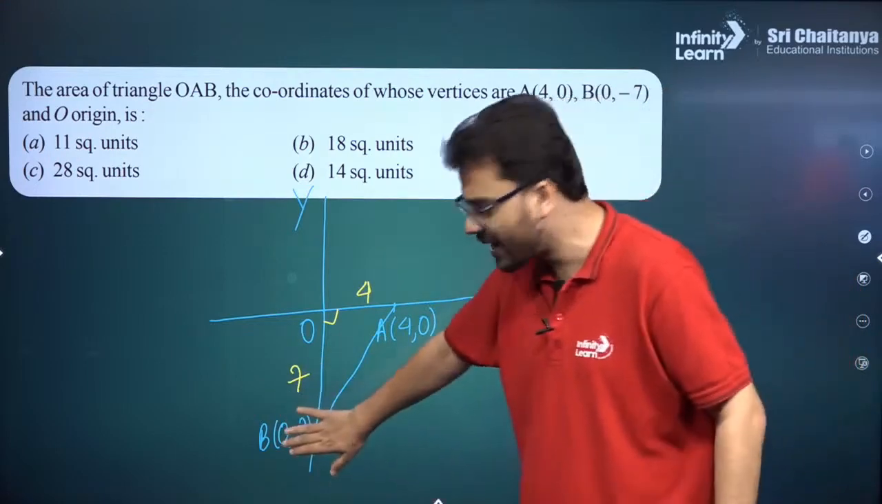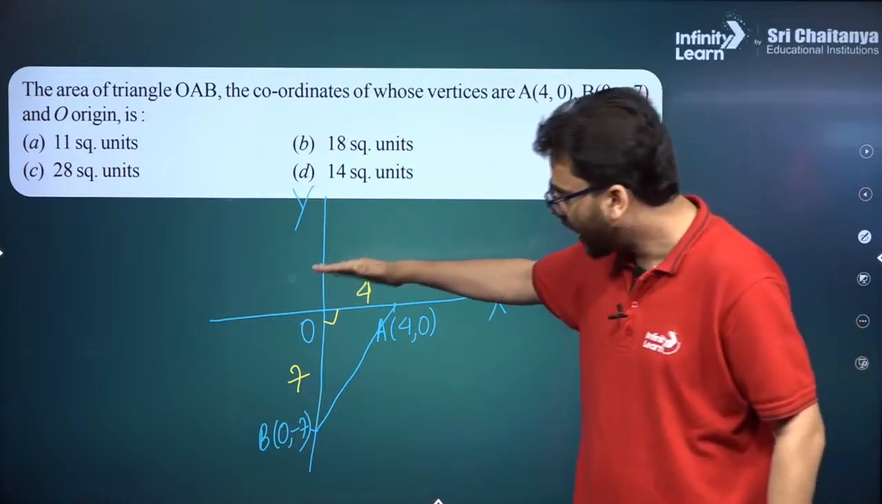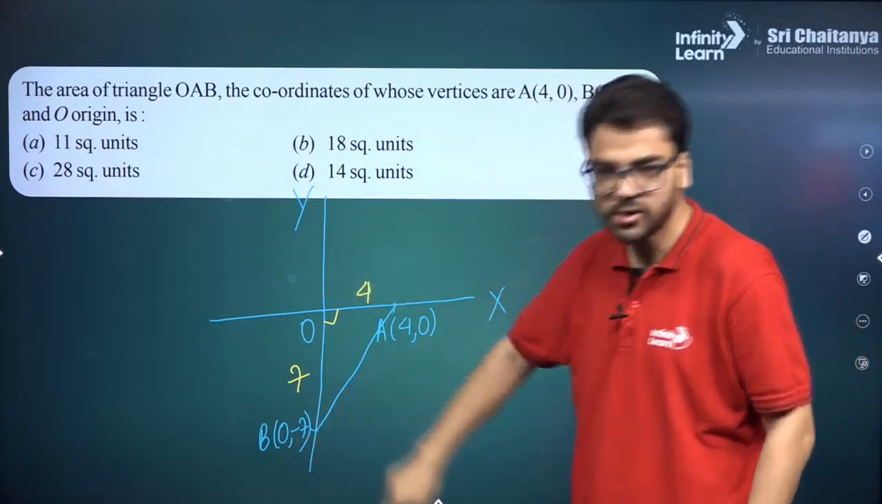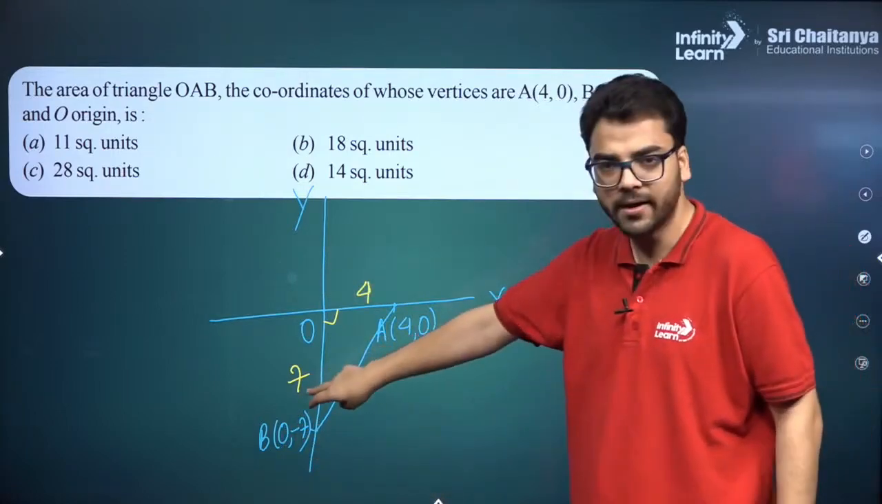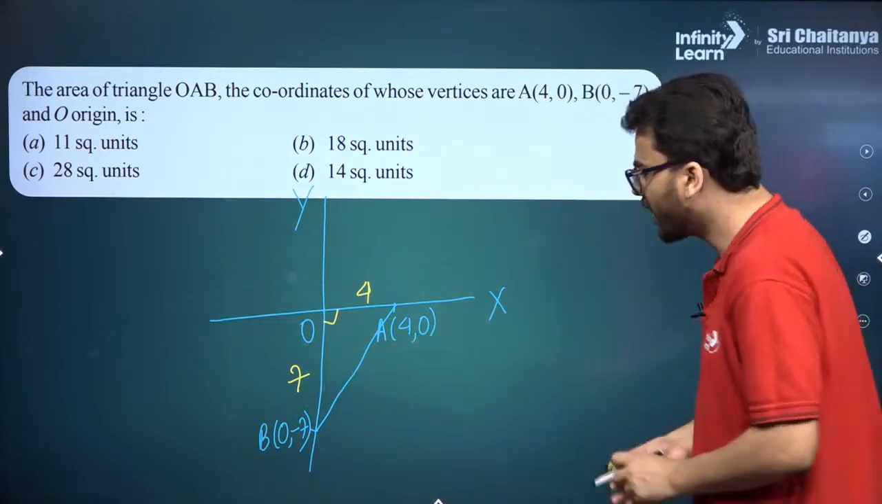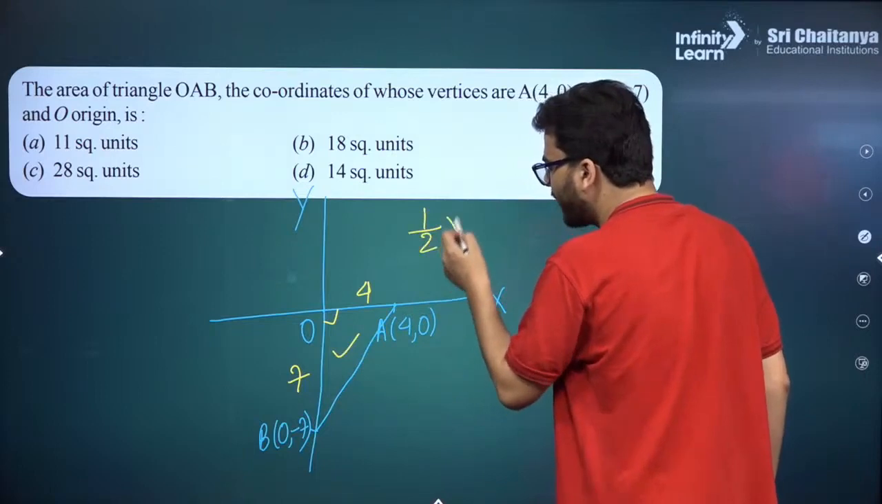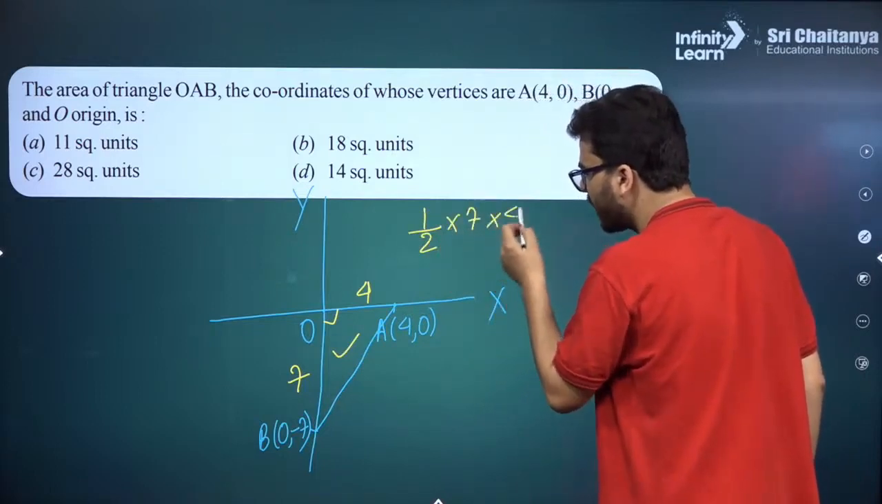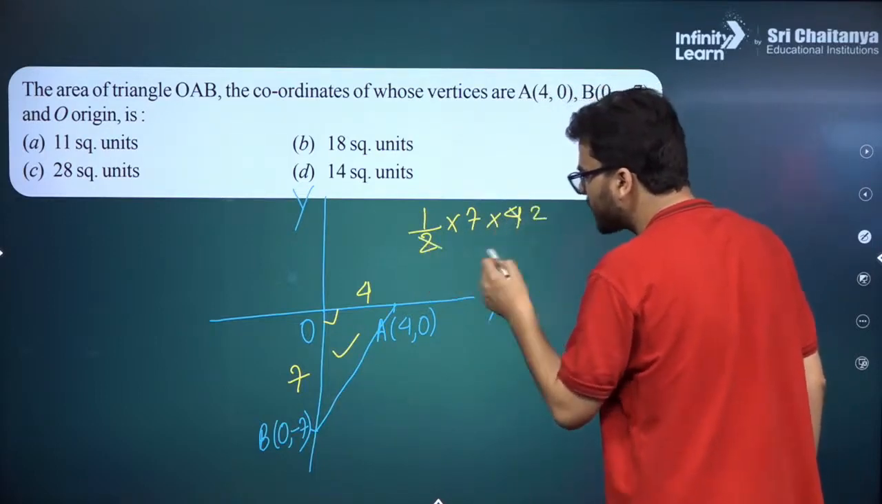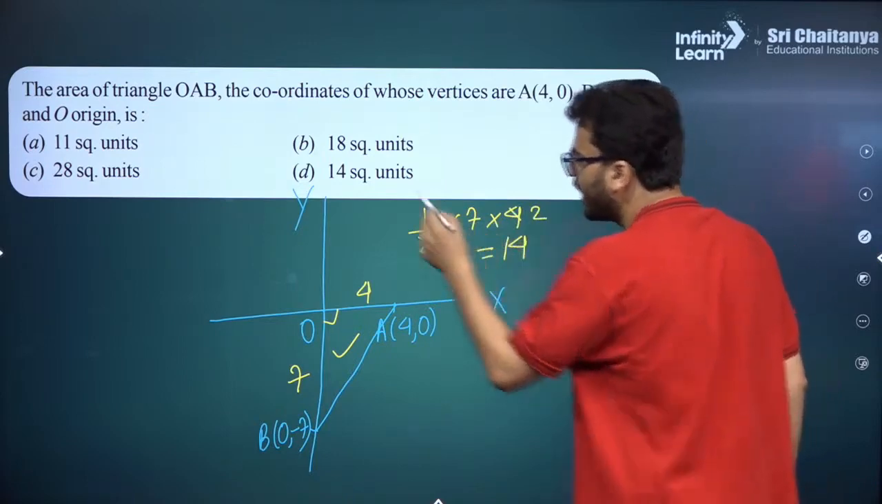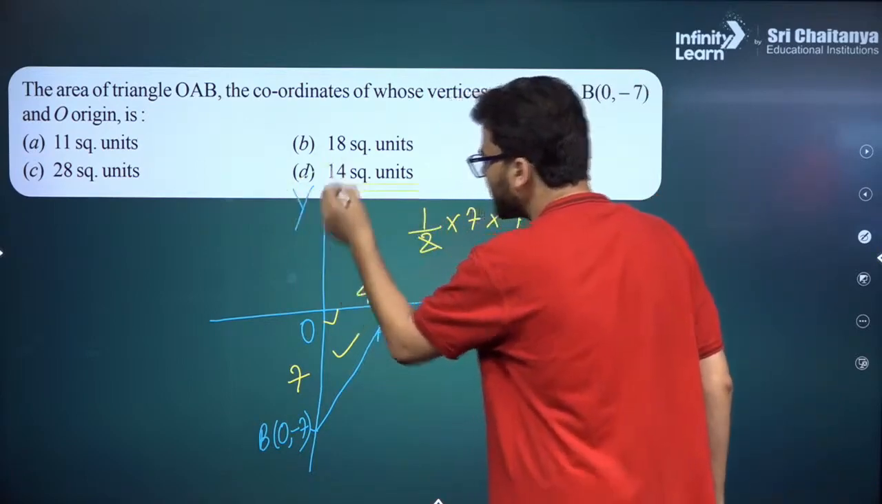The coordinates are negative because it is below the x-axis, but that does not mean that distance will become negative. That will be positive only. So the area of this right angle triangle will be half into base into height. So half into 7 into 4 over here. So that will be what? 7 2s are 14, and don't forget that it will be square units because it is area.